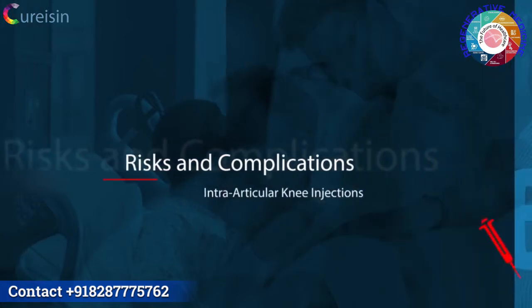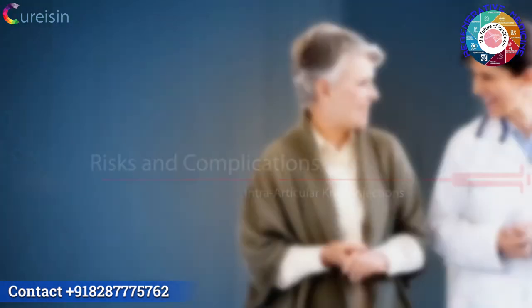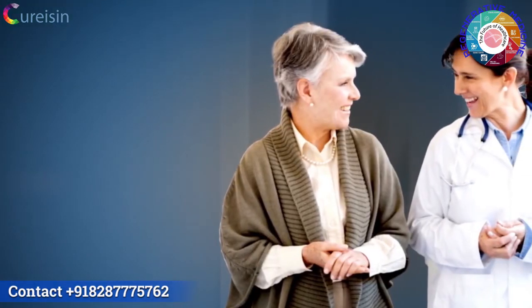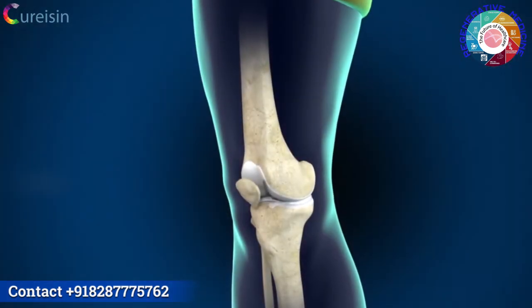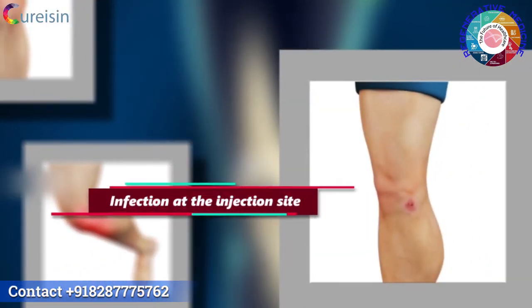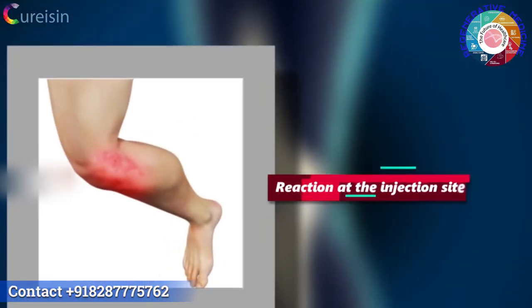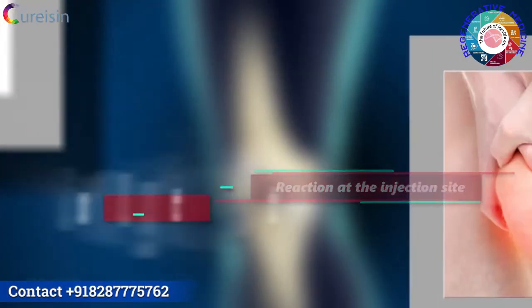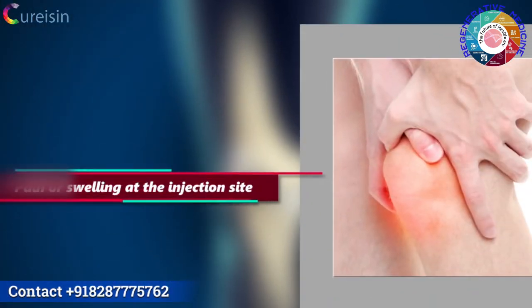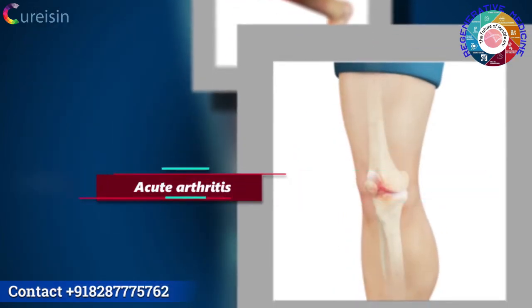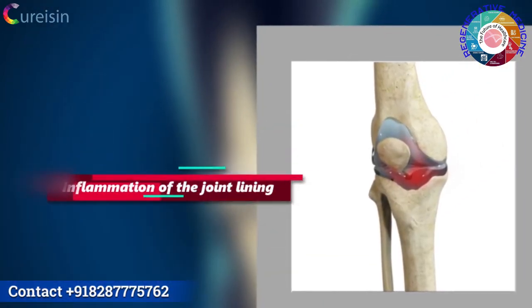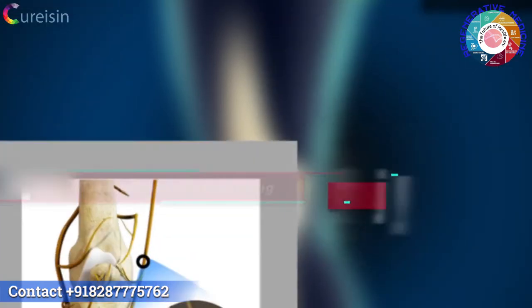Risks and complications. Intra-articular knee injections are a relatively safe procedure. However, as with any procedure, there may be certain risks and complications, such as infection at the injection site, reaction at the injection site, pain or swelling at the injection site, septic arthritis, acute arthritis, inflammation of the joint lining, nerve injury.